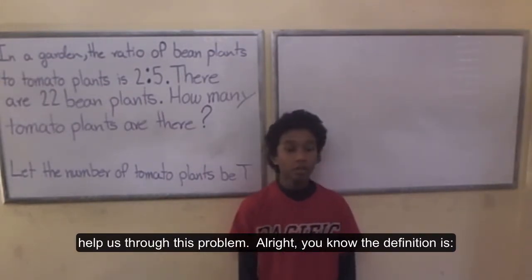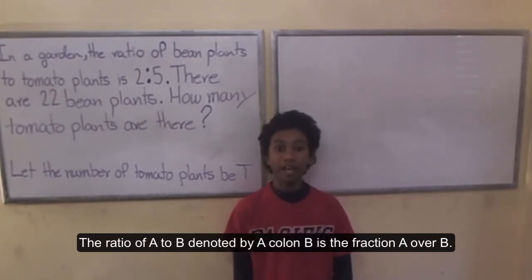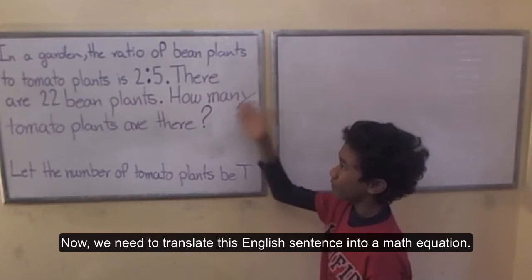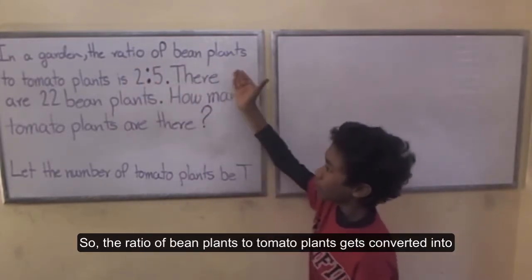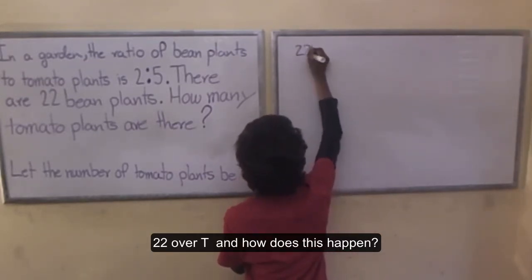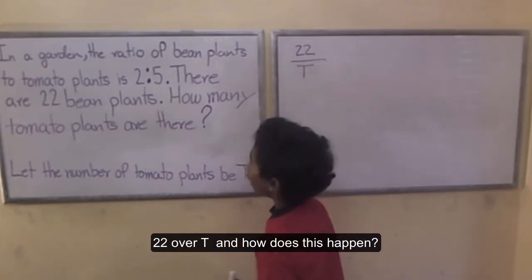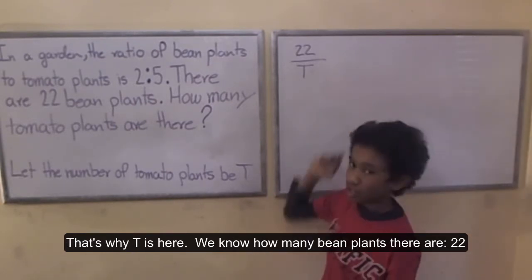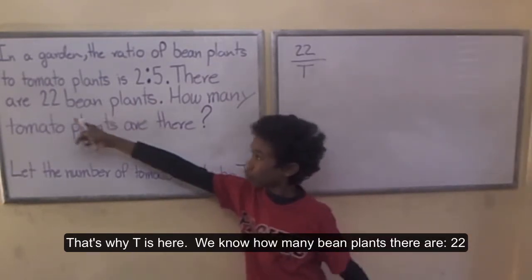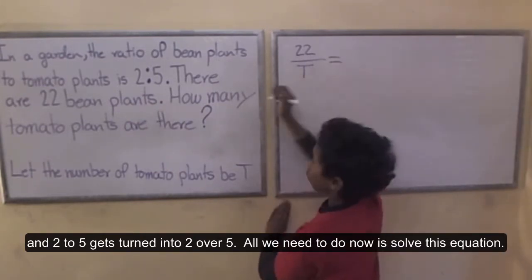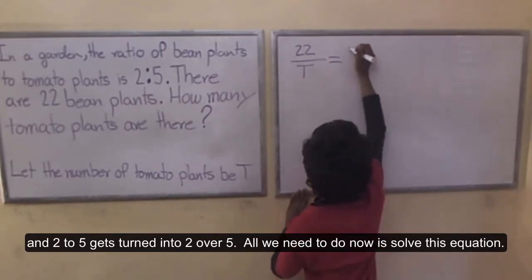Now that we've done that, we're going to need to use the definition to help us through this problem. The definition is: the ratio of A to B, denoted by A colon B, is the fraction A over B. Now, we need to translate this English sentence into a math equation. So, the ratio of bean plants to tomato plants gets converted into 22 over T. And how does this happen? We don't know how many tomato plants there are, so we represent it by T. That's why T is here. And we know how many bean plants there are, 22, so that's why we write it here. The "is" gets turned into an equality sign, and 2 to 5 gets turned into 2 over 5.